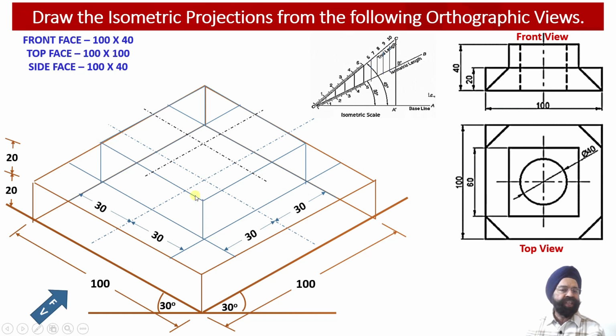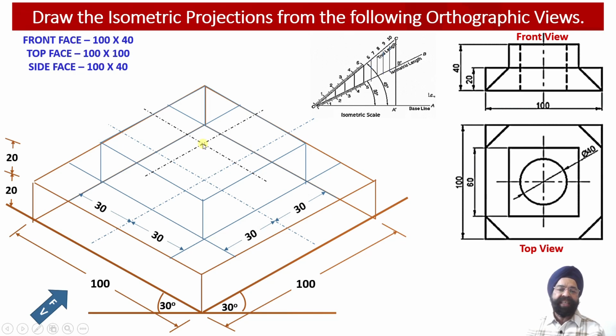So this was 60, so this distance is 30, this was 60, this distance is also 30. So we have already measured the midpoints of the two edges which are available over here. Similarly, the midpoint of these two mutually perpendicular edges have also been located over here. So the center point of the top surface of the second element has been observed over here.